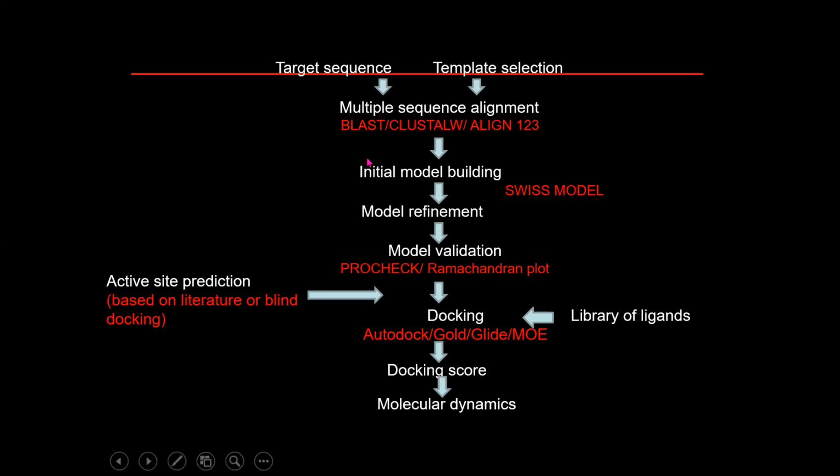So we compare the sequence, and like I showed you, about 30 to 40% sequence identity is good enough. Then we build the model for my target based on the template. That's called initial model building. Then I have to do some model refinement and then model validation. We will look at all these things. Then, what is the active site? Maybe we can look at the literature and get the active site. Then you take all the ligands and dock, and get some binding energy or docking scores, right? So you select those which have good binding energy.